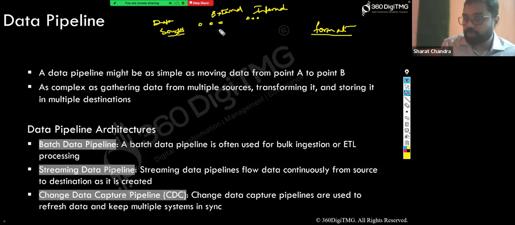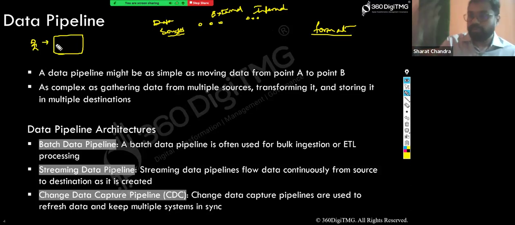From one point to another point, the format of the data which is getting generated could be completely different. Say, for example, a customer is interacting with a web application, like a website, probably a web form. When the customer interacts with us, the data gets generated and is stored in a system. So this would be in one format.